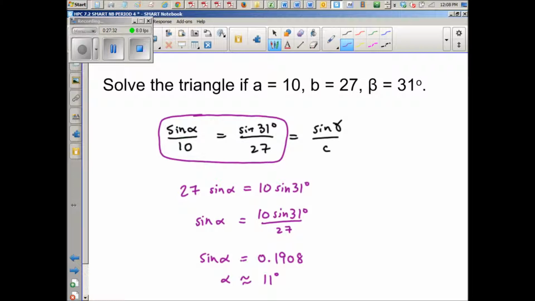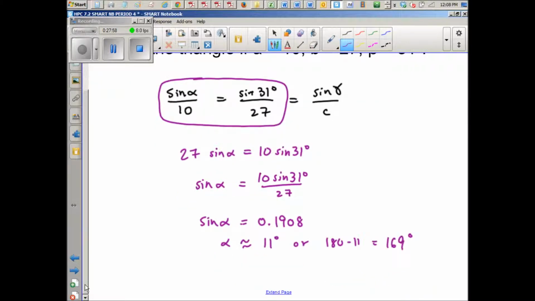right? The supplement of 11 should also have the same sine value. Remember we said that sine of 180 minus theta is also the same as sine of theta? So you would put 180 minus 11. In other words, 169 is another possible answer for alpha if it fits in the triangle.